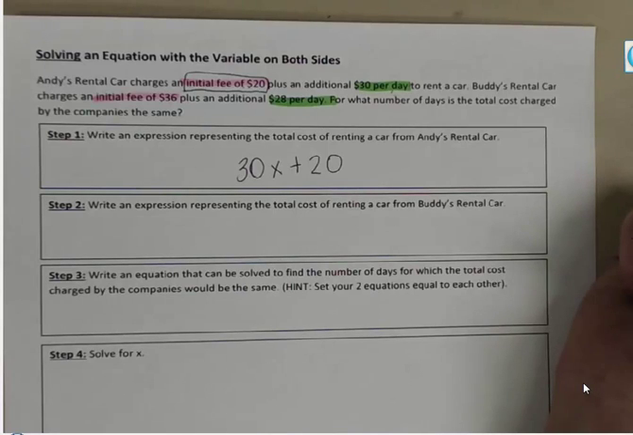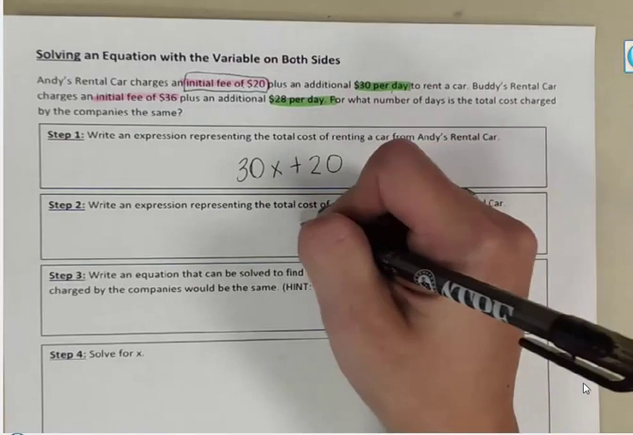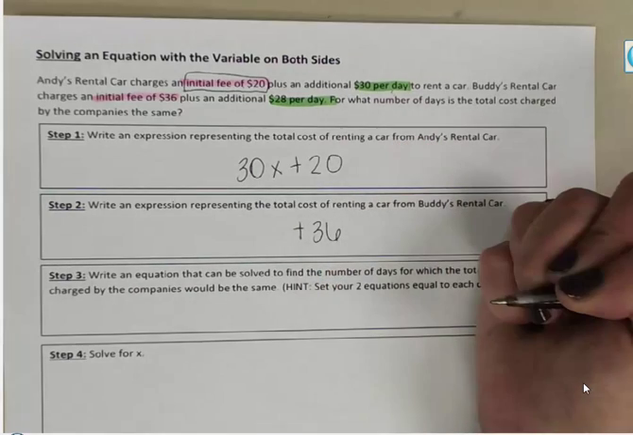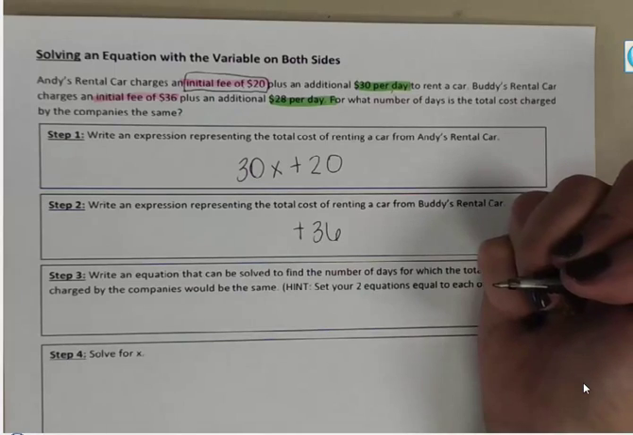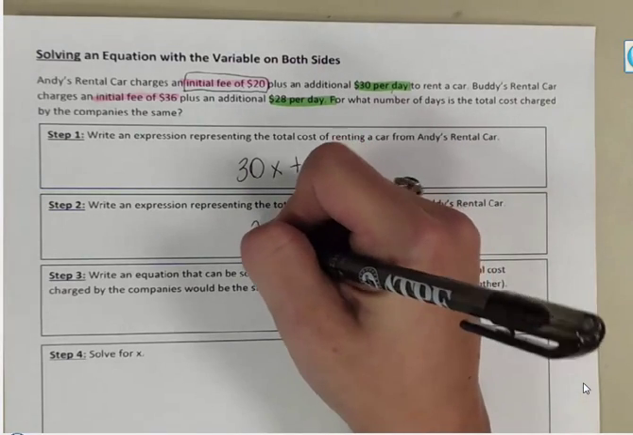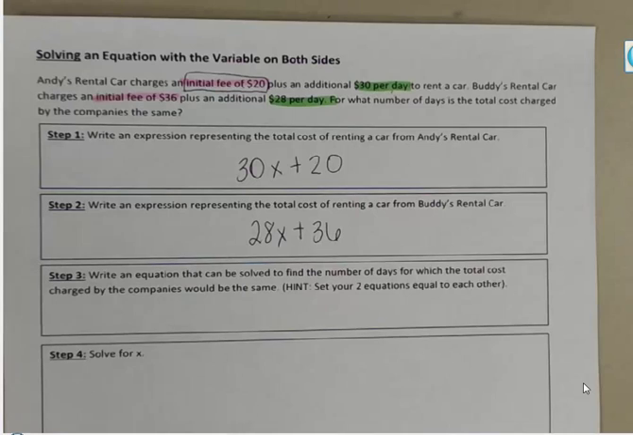So now Buddy's, I see an initial fee, and I know initial is my y-intercept. Plus an additional $28 per day. $28 per day is going to be 28x, right? Because it's our slope. So we did both of those.